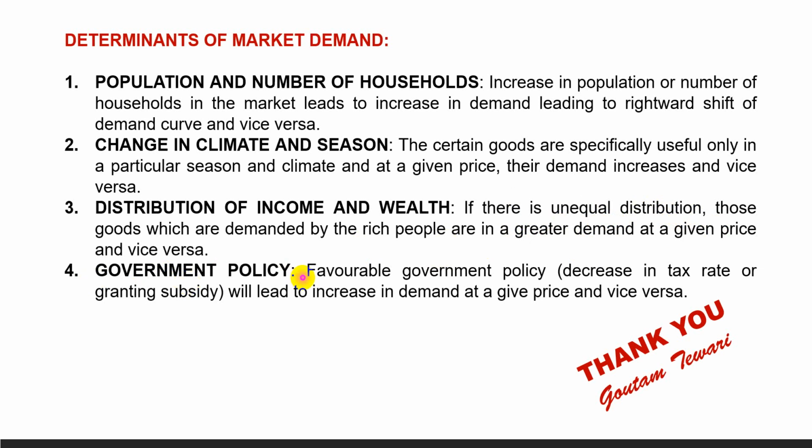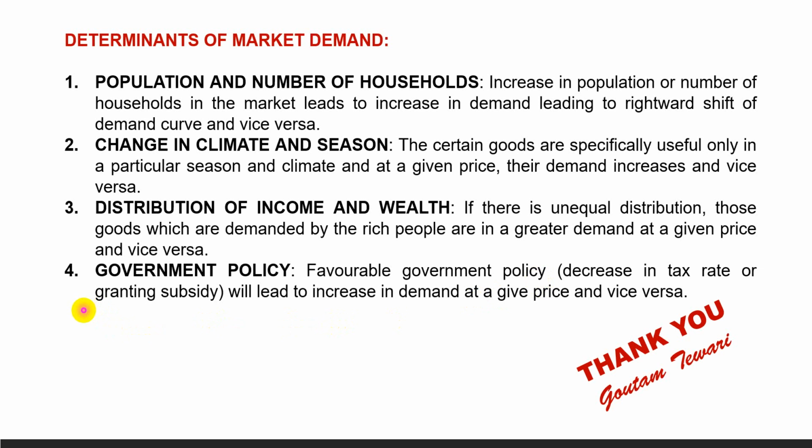Government policy. Favorable government policy, that is decreasing tax rate or granting subsidies, will lead to an increase in demand at a given price and vice versa. If the government policy is unfavorable, then the demand for the commodity will decrease at the given price and the demand curve will shift towards the left. So we come to know the different causes of increase in demand and decrease in demand.